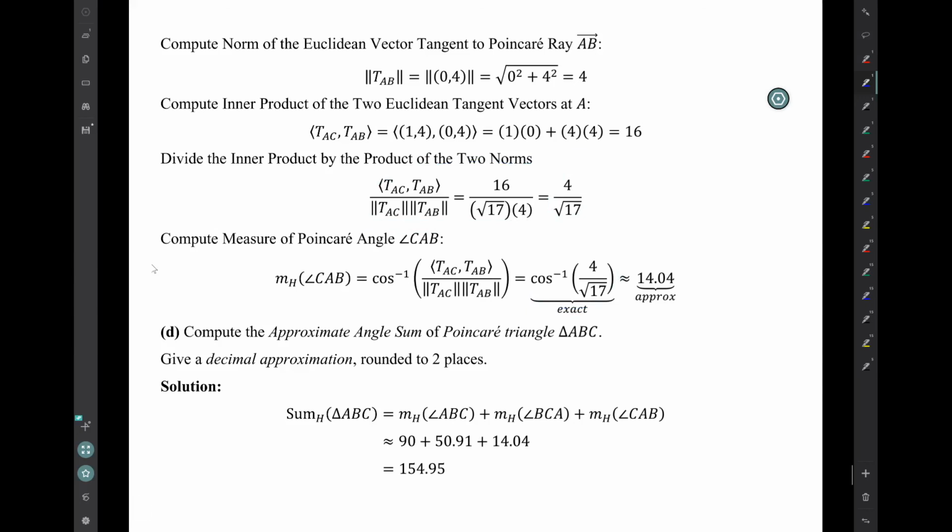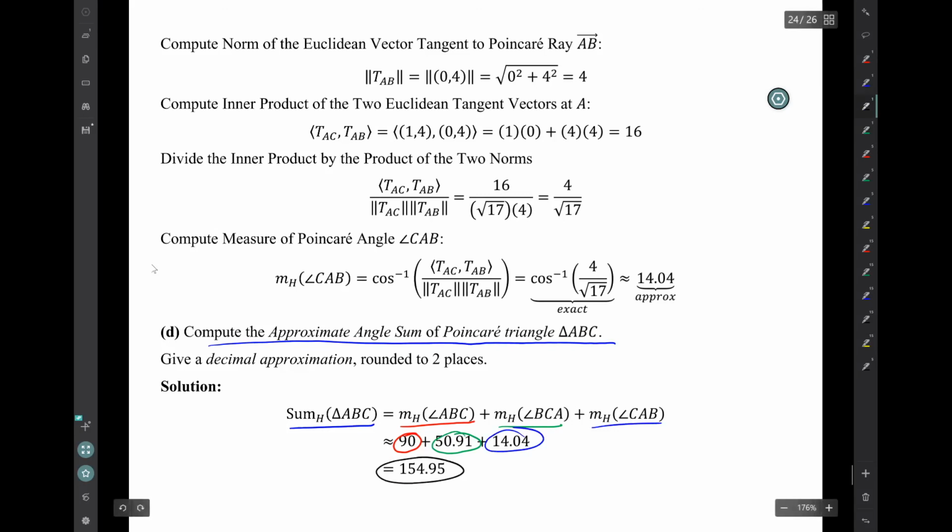Now finally, question D, compute the approximate angle sum of the Poincaré triangle and give a decimal approximation. Well, the angle sum for that triangle is those three angle measures that we found in the last parts A, B, C. So part A, we found that angle measure was 90. In part B, we found that angle measure was 50.91. In part C, we found that angle measure was 14.04. The resulting sum is 154.95.